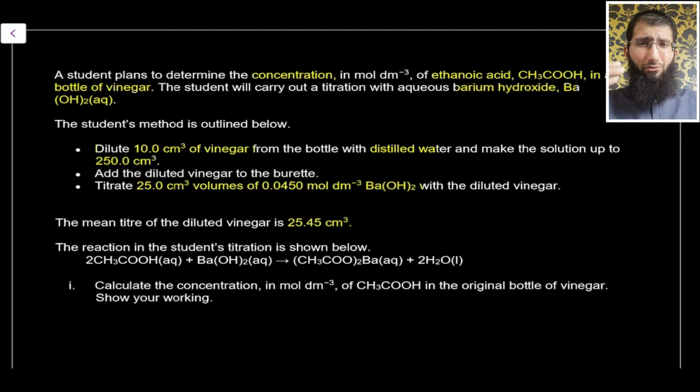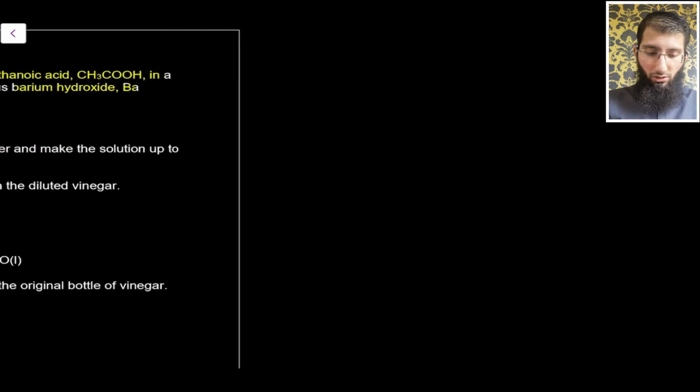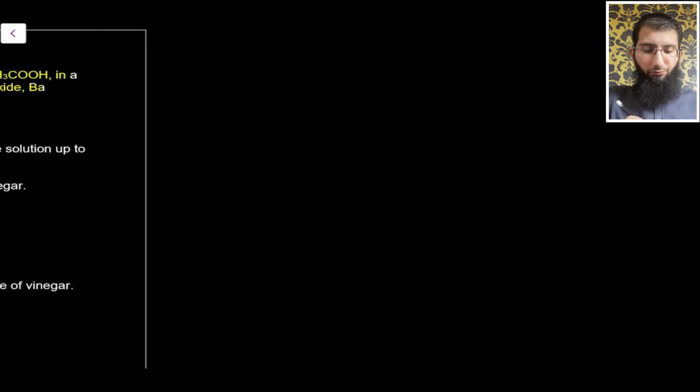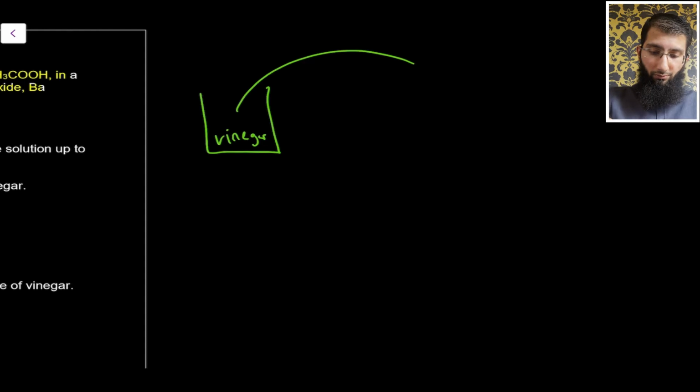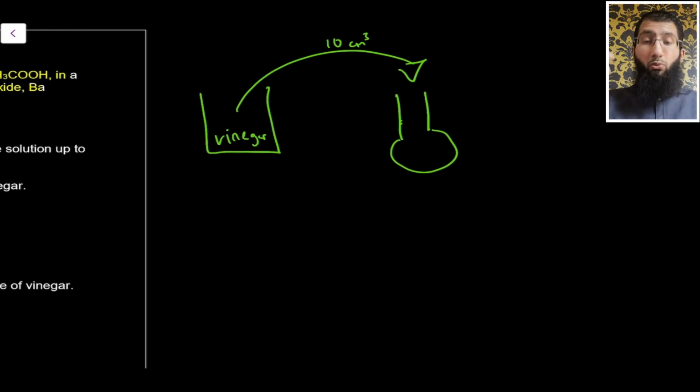Generally with titrations, I like to identify what's going on in the big picture by a quick sketch. So we've got an original bottle of vinegar. From this bottle of vinegar, we're taking 10 cm³, and we're making this weaker. We're diluting it by adding water until we've got a total of 250 cm³. So this is our diluted vinegar.